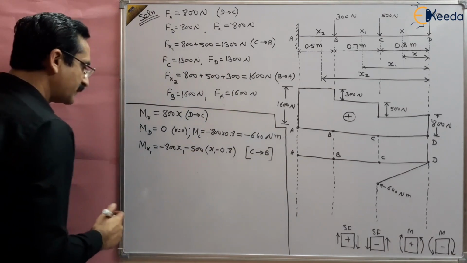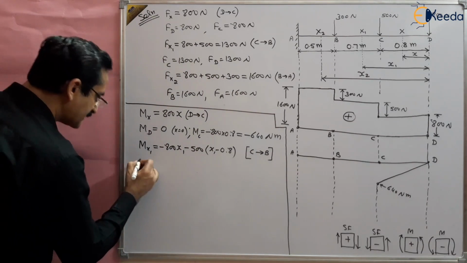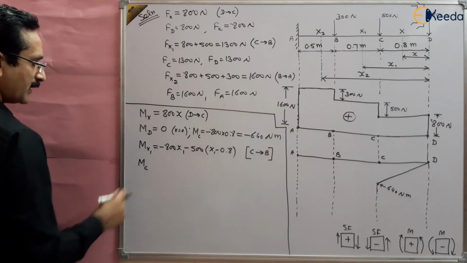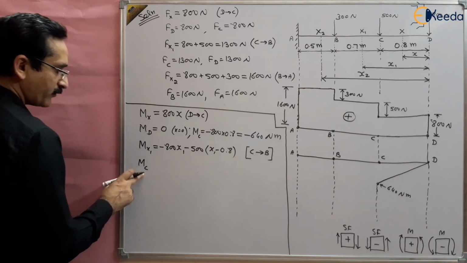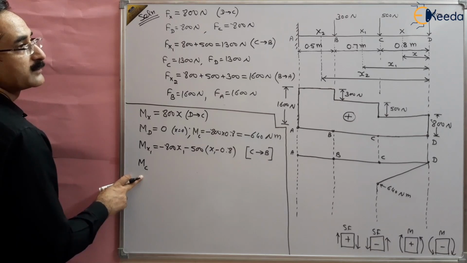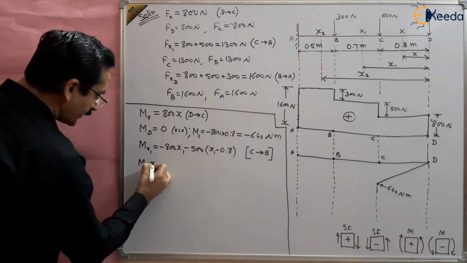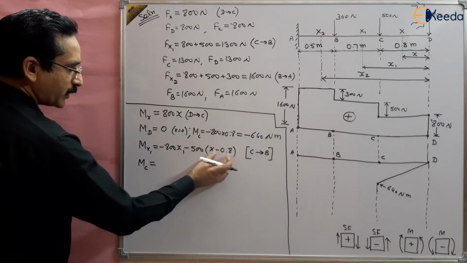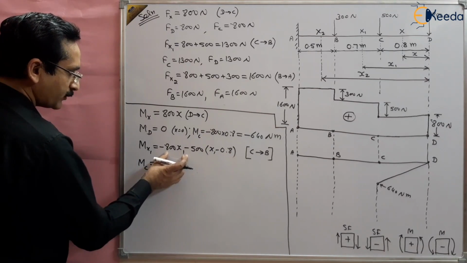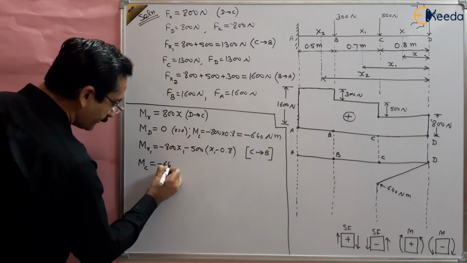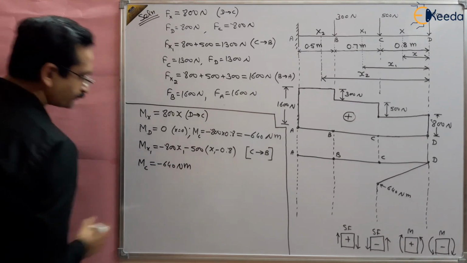If it is valid between C to B, put the value at C. What is the value at C? MC. And what is the distance x at MC? That is 0.8. So put here the 0.8 value. So you will get 0.8 minus 0.8 will be 0, and multiply 800 by 0.8, you will get the same value, 640 Newton meter. So this is 640 Newton meter, right?